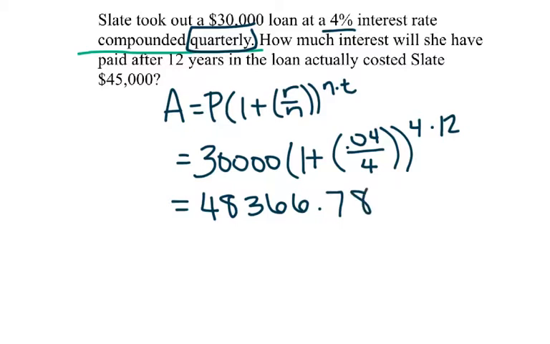Okay. So here's how much my loan ended up being. Okay, so when you go get a loan, when they finance it, they add a little extra to it. So let's say the loan actually costed me $45,000. So we're going to subtract and figure out how much it cost me just to finance something.